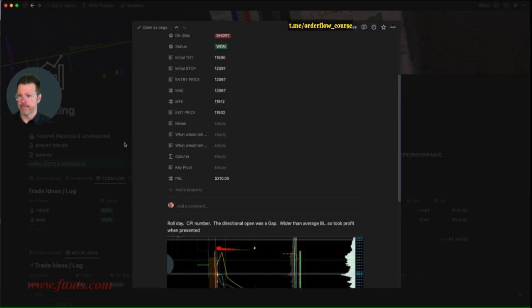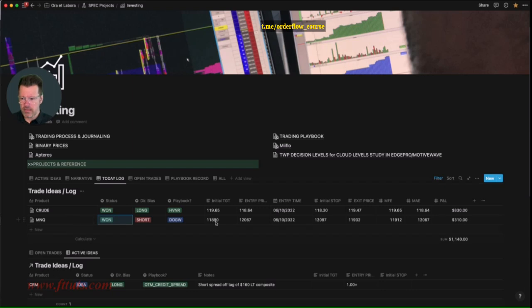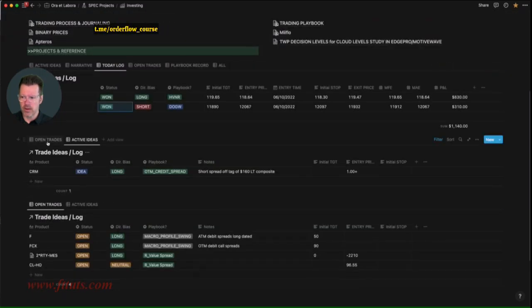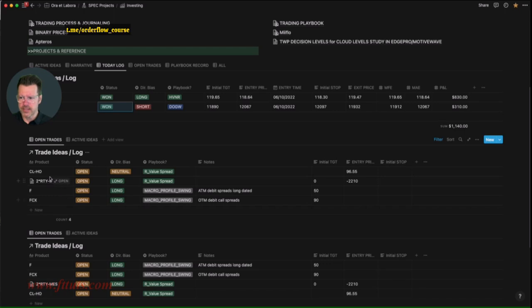Okay. Now I've got today's log, right? Which it'll sum up per contract to let me know how I did. Now, again, this is all one database. So you can see there's other spots here where I can add different stuff. So this is today's log. Now, if I go down here, this would be open trades. So I've got a crude heating oil. I've got some other stuff that's in play.